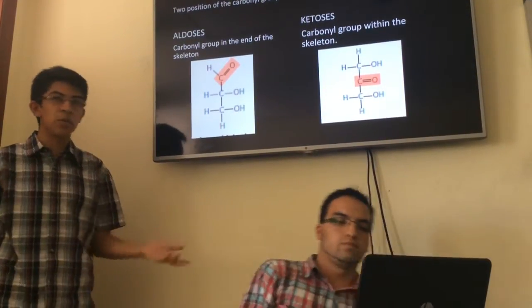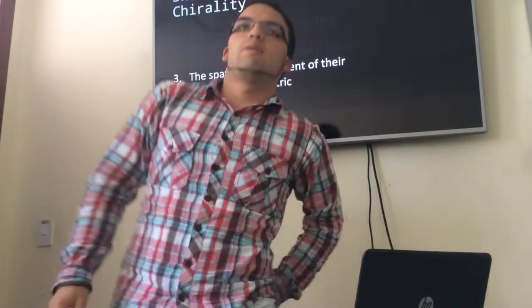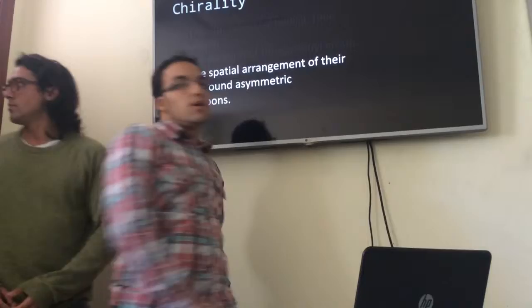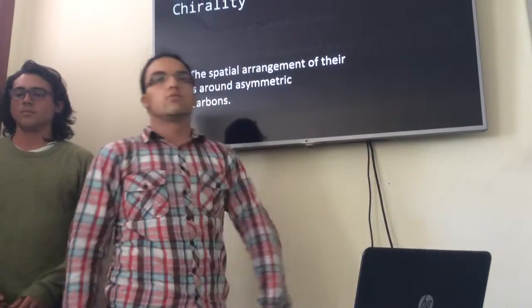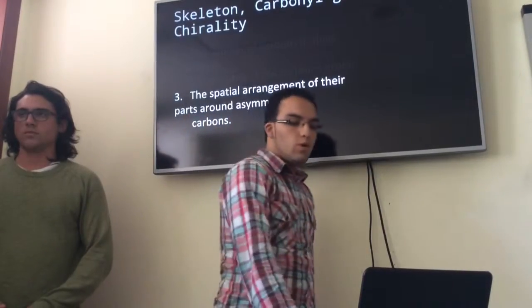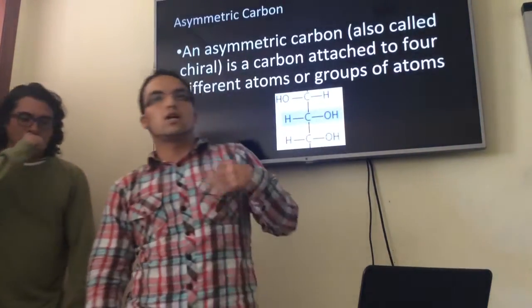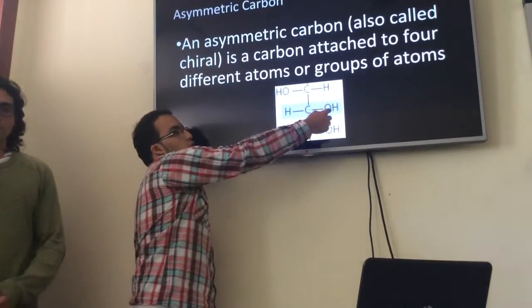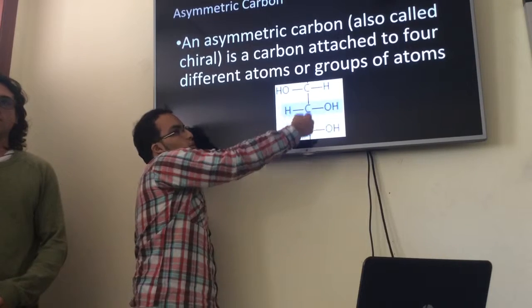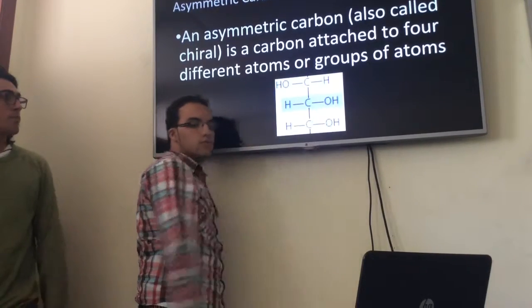The next way to classify monosaccharides, my partner will explain. Yes, I will talk about the last one. It's about the chirality of the molecule, the spatial arrangement of its parts around an asymmetric carbon. What is an asymmetric carbon? It's a carbon attached to 4 different atoms or groups. Here we have a carbon connected with a hydroxyl group, with a hydrogen, and with another skeleton that is different from this one. So this is a chiral atom.